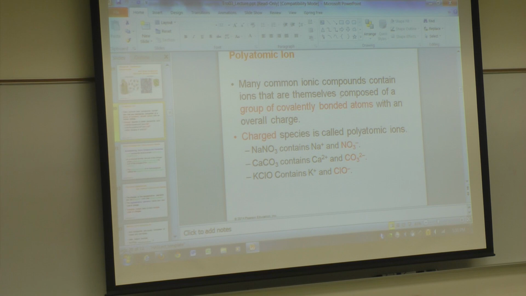Polyatomic compounds can have charged species that could have more than 2 atoms. You would have nitrogen and 3 oxygen atoms, so we refer to that as nitrate, and the ionic compound with the charged species would be referred to as sodium nitrate.